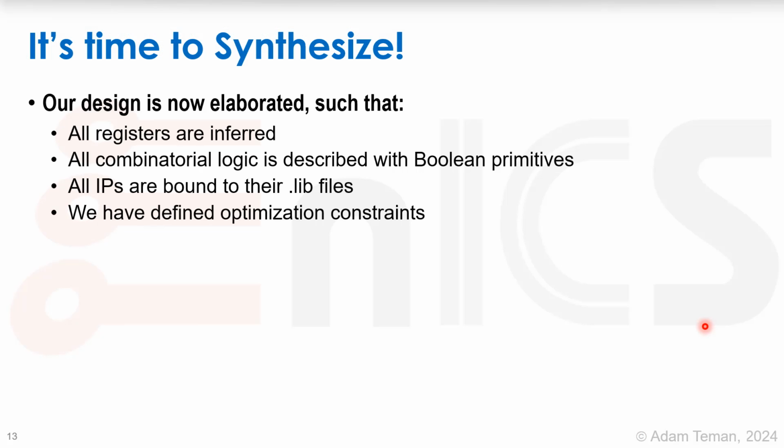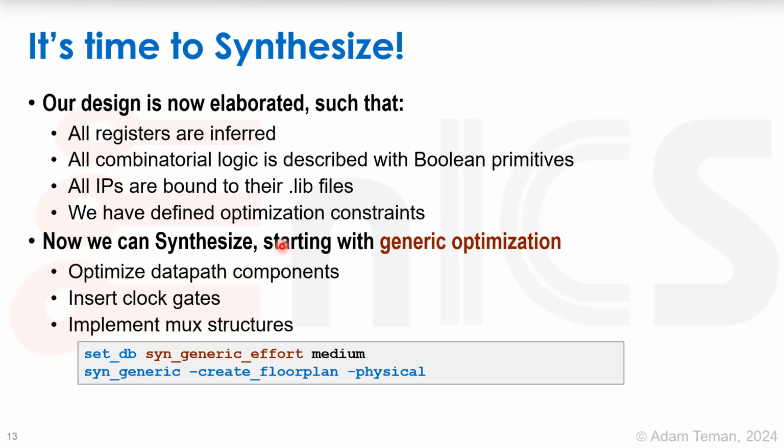Okay, it's time to synthesize. So our design is elaborated, and that means that we've inferred all our registers. Our combinatorial logic is described with Boolean primitives. The IPs are bound to their lib files, and we've defined the optimization constraints. So we're ready to go and synthesize. And so we start with generic optimization, which optimizes data path components. In other words, it takes a multiply and uses a Booth multiplier or a Wallace multiplier or something like that that is provided in the ChipWare or DesignWare environment.